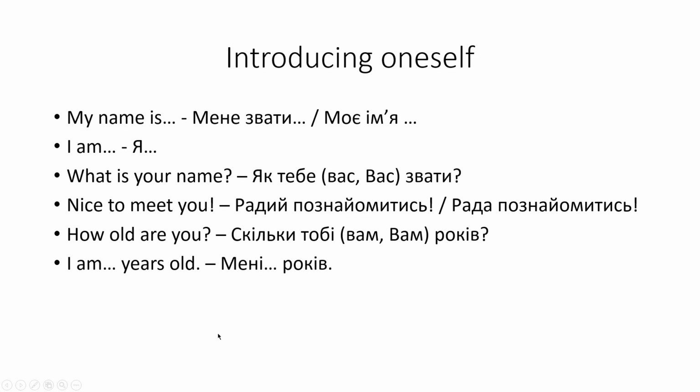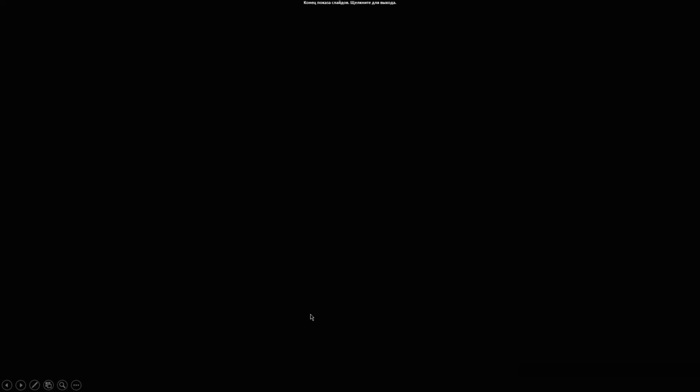How old are you? Скільки тобі, вам років? Okay? I have already explained to you the differences between тобі, вам, and вам with a big V. I am, for example, 22 years old. Мені 22 роки. If you say 22. But this topic I will explain a little bit later, because the numbers in Ukrainian can be a little bit complicated. And that's all.